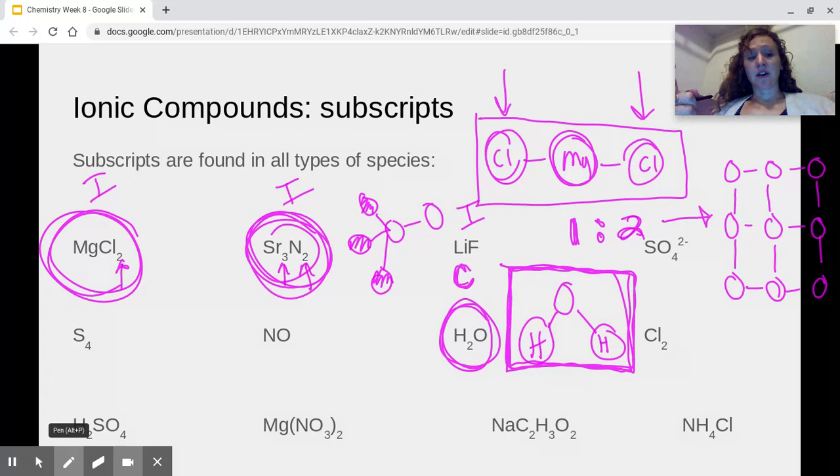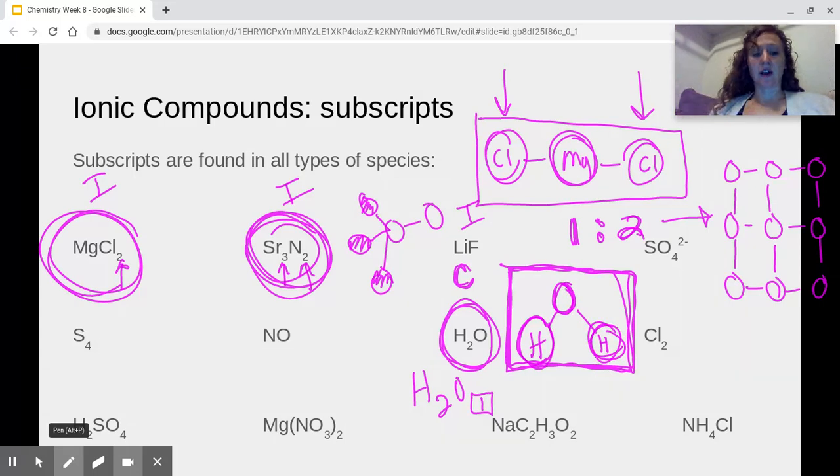Now in water, you can see another thing. Notice that it's H2O and there's nothing behind that oxygen. This leads me to my second point: when there's a subscript missing, we always understand it to be 1. So we could write this as H2O1, indicating that there are 2 hydrogens and 1 oxygen.